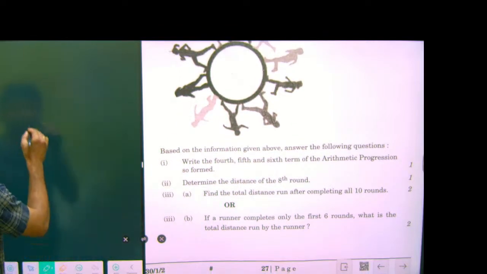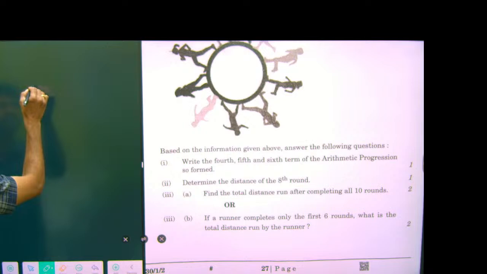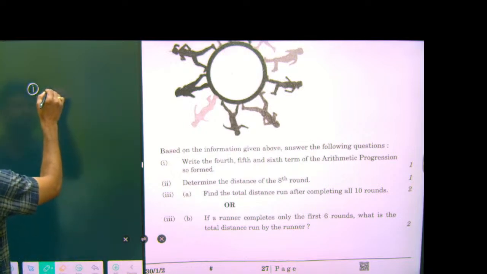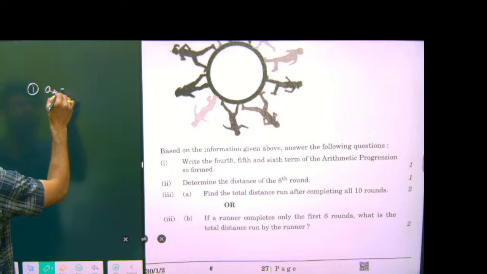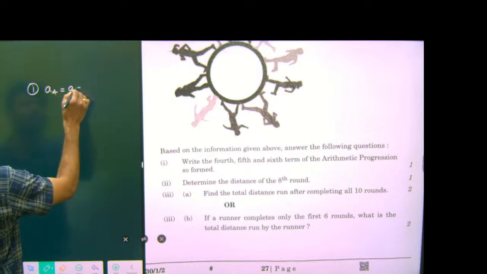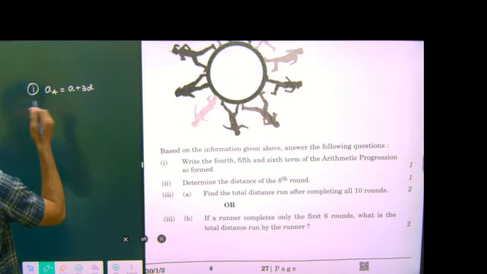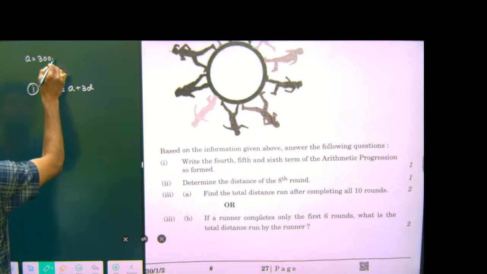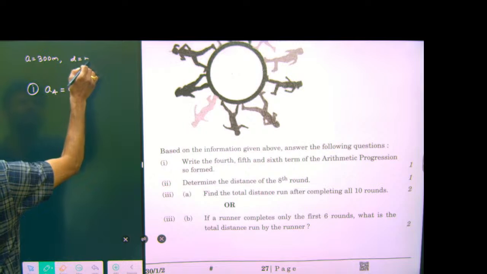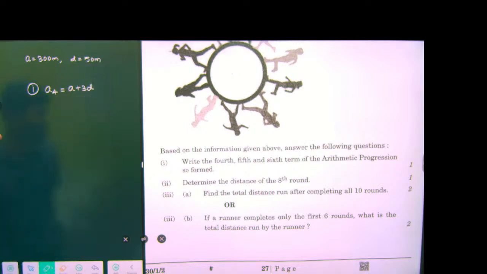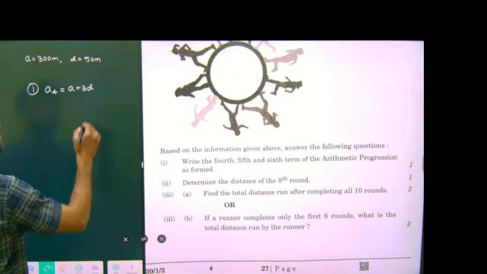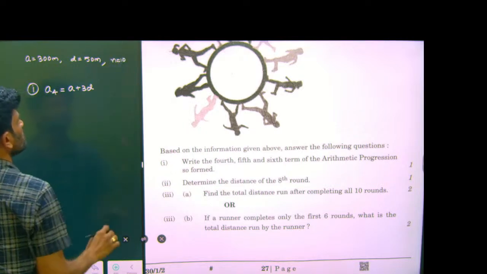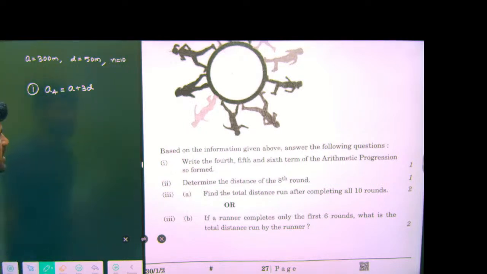In the first question, they are asking to find the fourth term. Fourth term means A4. We know A4 is A plus 3D. Before this, you write the information we know. We know that A is equal to 300 meters, and D is equal to 50 meters, since every next round is increased by 50 meters. Total 10 rounds are planned, so N is equal to 10. In general N is equal to 10, but according to the question, N may be different.